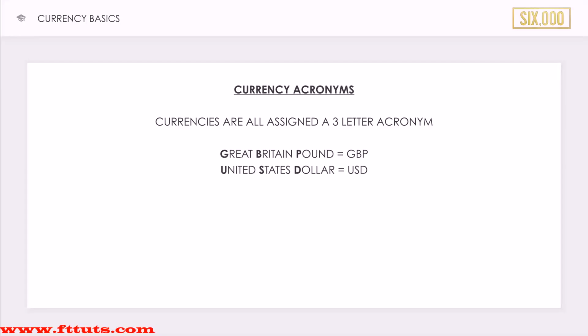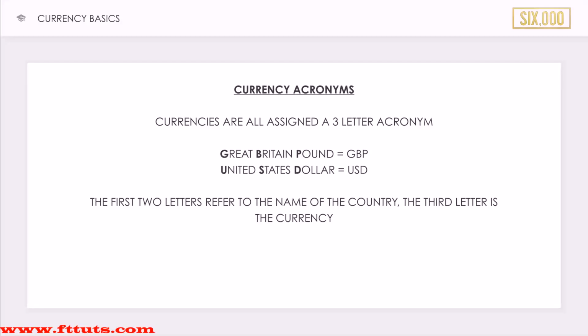Now, these currencies also have what's known as an acronym. It's a three-letter acronym, such as Great Britain Pound, GBP, United States Dollar, USD. The first two letters refer to the name of the country, and the third letter is the currency. So we have Great Britain for GB, and the final letter is the currency, which is pound. Another example would be New Zealand dollar, NZD.